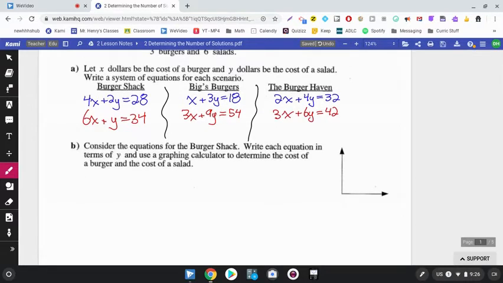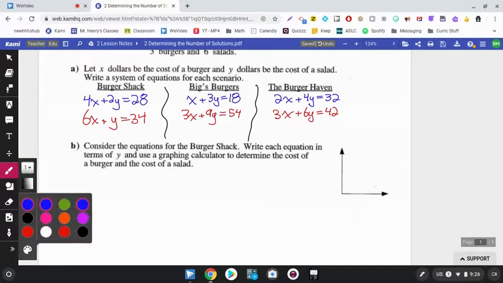First one is Burger Shack. Write each equation in terms of y, and then use your graphing calculator to determine the cost of a burger and the cost of the salad. This is what we did yesterday. If I gave you two equations, 4x plus 2y equals 28, and the other one, 6x plus y equals 34, I can solve graphically by typing them into my calculator, but to do that I have to write them as y equals. That's what it means to write in terms of y.